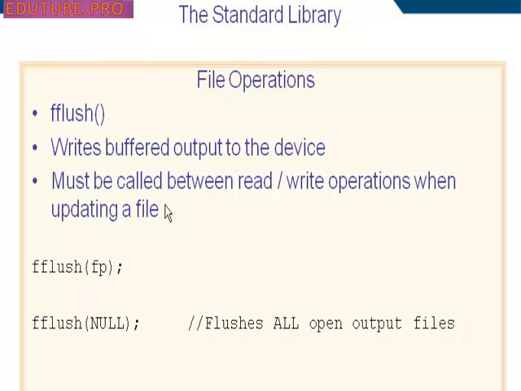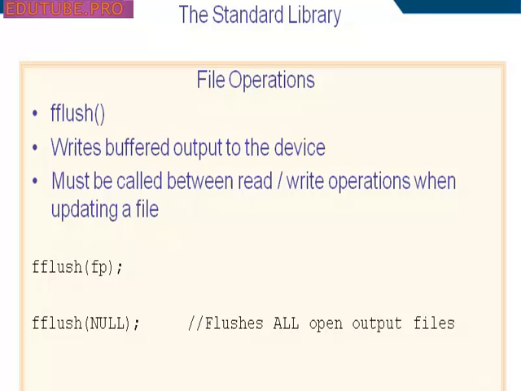Fflush will write buffered output to the device. So if you have fopened a file and you've been putting and getting and doing things to the file, that might be buffered in memory and not written to the device yet. You always need to do an fflush. You want to do an fflush before you close it. That way you have control and you know that the buffered output has been written to the device before you do the close.